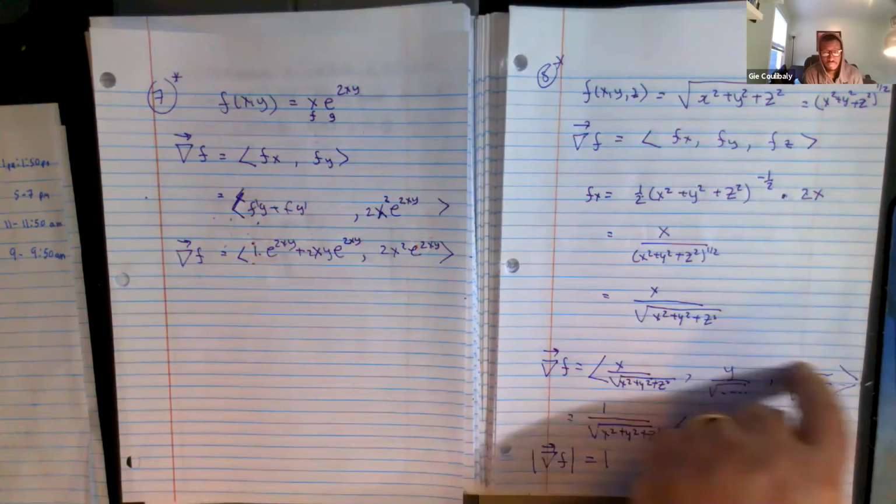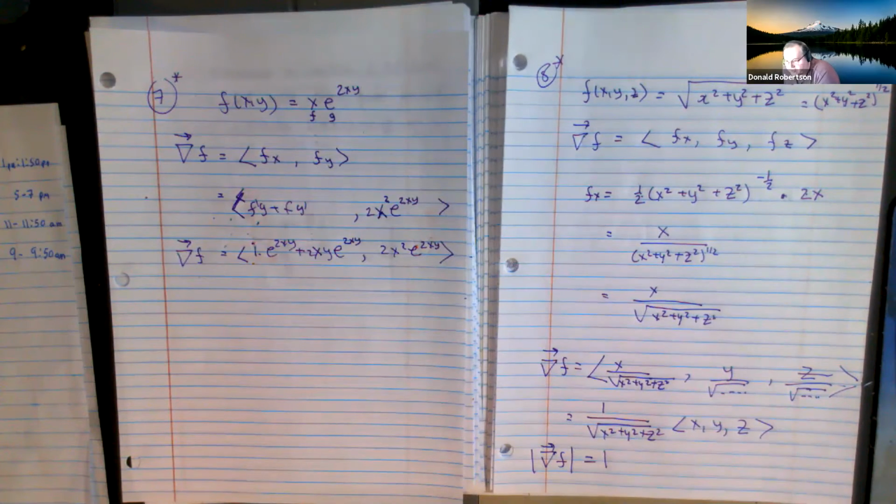This vector, this gradient of f, this particular one, this isn't true for all of them, just this one is true. Isn't it a unit vector? Agreed? How do I know it's a unit vector? I'm saying it's a unit vector, but how do I know? Its magnitude is 1. Okay. And isn't the magnitude of this the square root of x squared plus y squared plus z squared? And that's why it's 1.